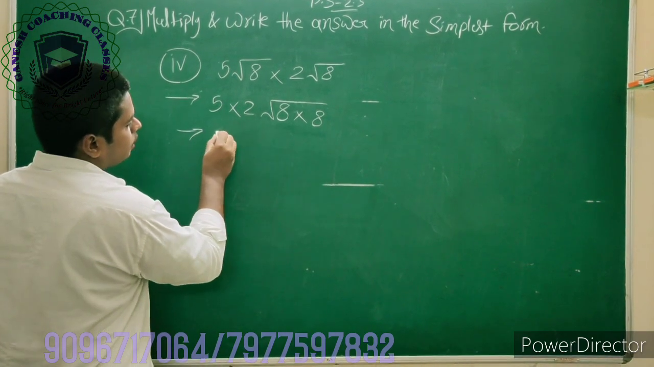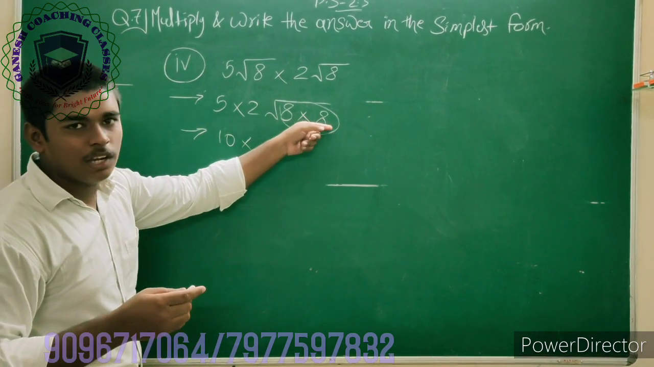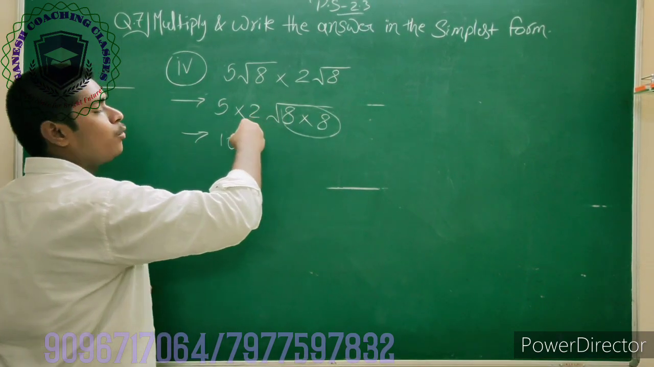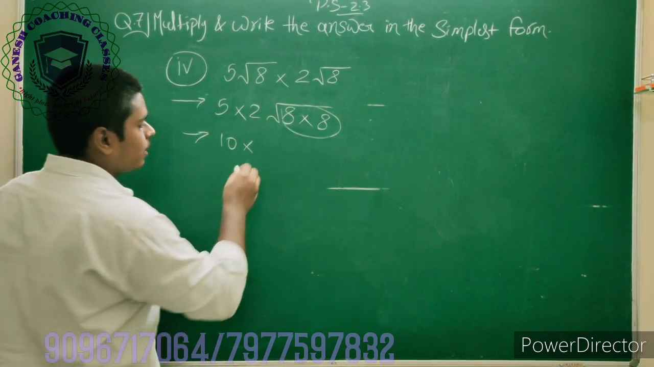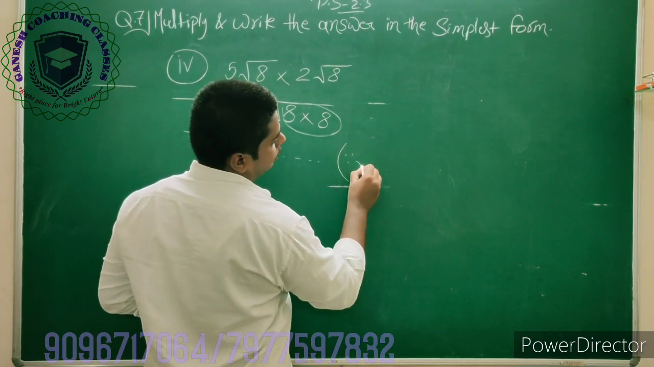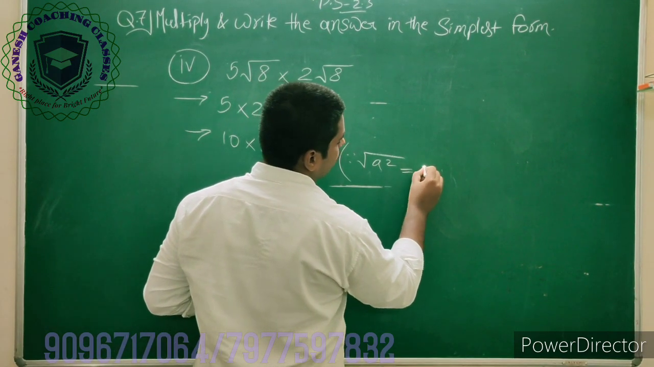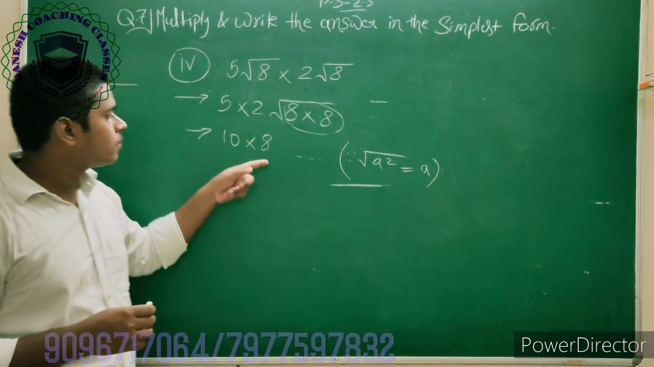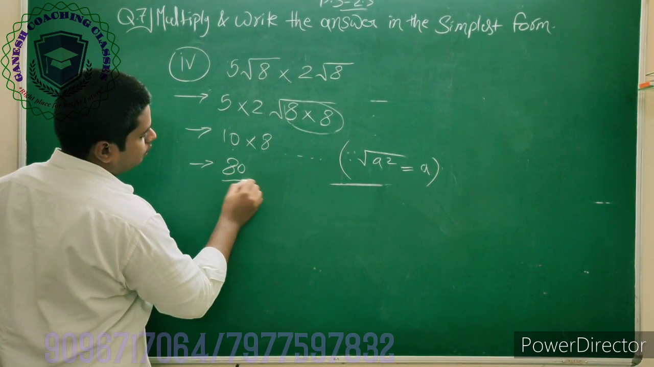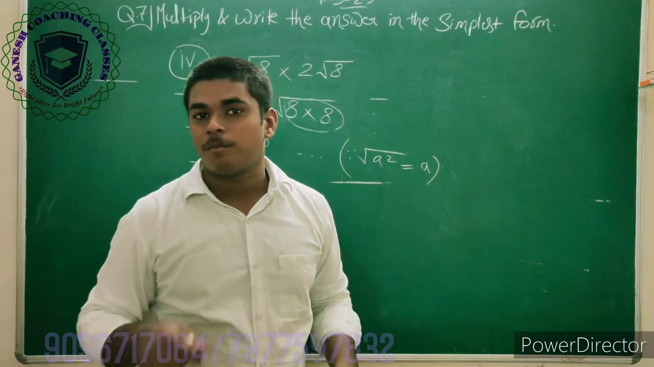That is 5 2s are 10, and here we are getting two pairs of single numbers, that is 8 into 8. Okay, so this one pair will come outside the square root and become a single number, that is 8. So what reason do we have to write here? That is a into a, so square root of a square is a. Understood? Now tell me, 10 8s are what? 80. So this is the simplest form of the multiplication of 5 root 8 and 2 root 8.